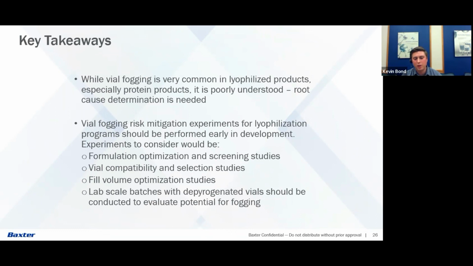And, even though our case study didn't find depyrogenation to be a significant factor, I still think it's probably a best practice to depyrogenate any vials that you're going to use for a fogging study, just so that those vials are treated in as close of a manner as they would be in a GMP environment.